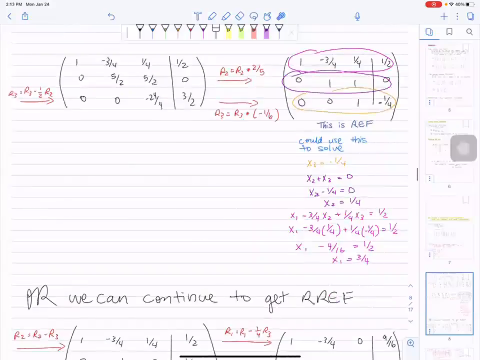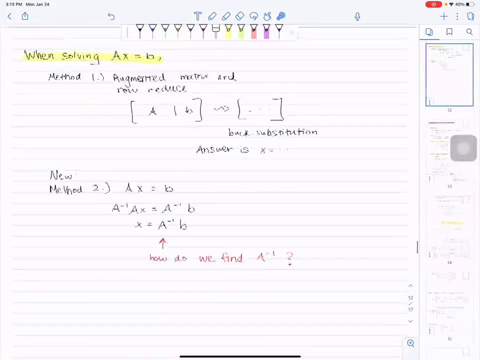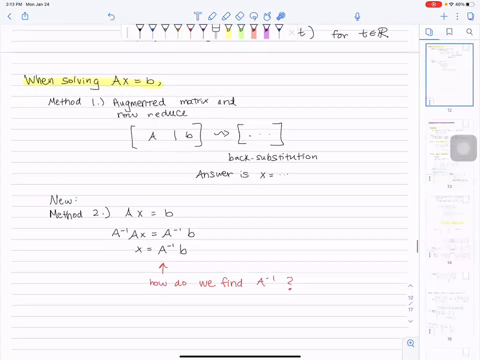Okay, so let's see. Last thing, so when you're solving Ax equals b, there's 2 methods right now that we know of. One, you can write it as an augmented matrix, row reduce, back substitute, you get an answer, x equals something.